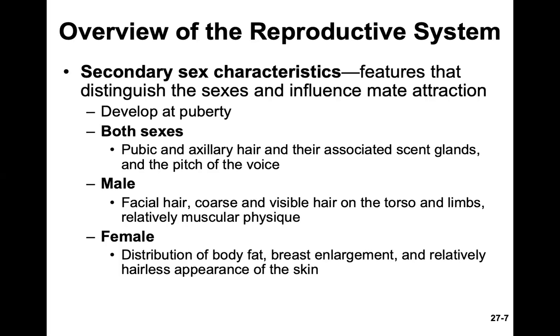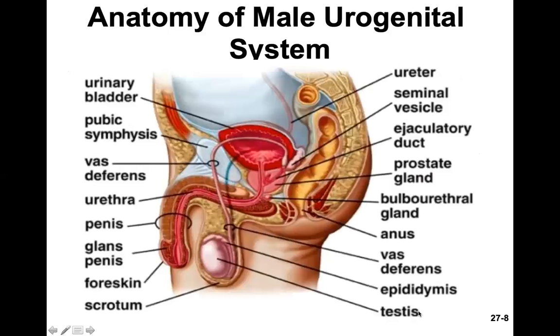Females will have a different distribution of body fat. Your breasts will also start to enlarge. The body fat will start to deposit in the hips, in the thighs, etc. And the female body will appear relatively hairless, especially in comparison to males.